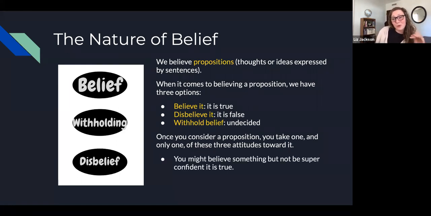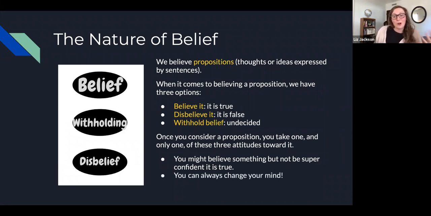And note that you could believe something, but not be super confident that it's true. If there's a 70% chance of rain tomorrow, I might still believe it's going to rain tomorrow, but not be super, super confident in that. And not nearly as confident as I would be in something like 1 + 1 = 2, which I also believe. So beliefs come with varying levels of confidence.